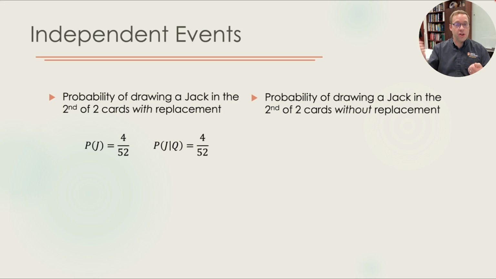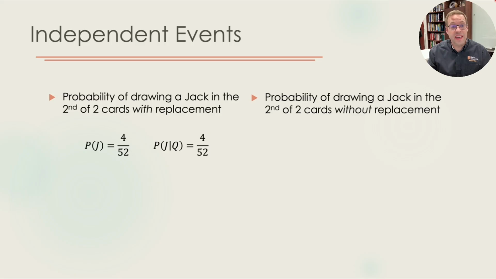Whereas if you take out a card, put it back, and then pull out another card, what's the probability of that second card being a jack? It's going to be 4 out of 52. Why? Since I put that first card back, I still have 52 cards in the deck. My probability has not changed.